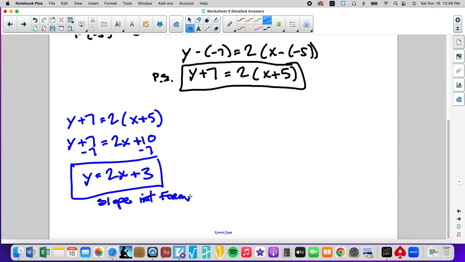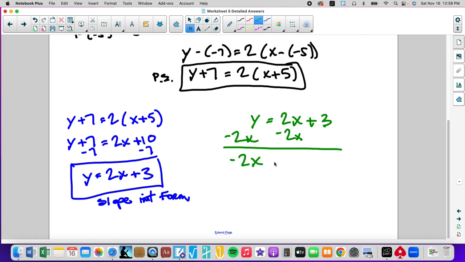Okay, so that's nice and easy. And then when we want to turn it into standard form, we're going to take this slope intercept form, y equals 2x plus 3. We're going to minus 2x because x and y need to be on the same side.